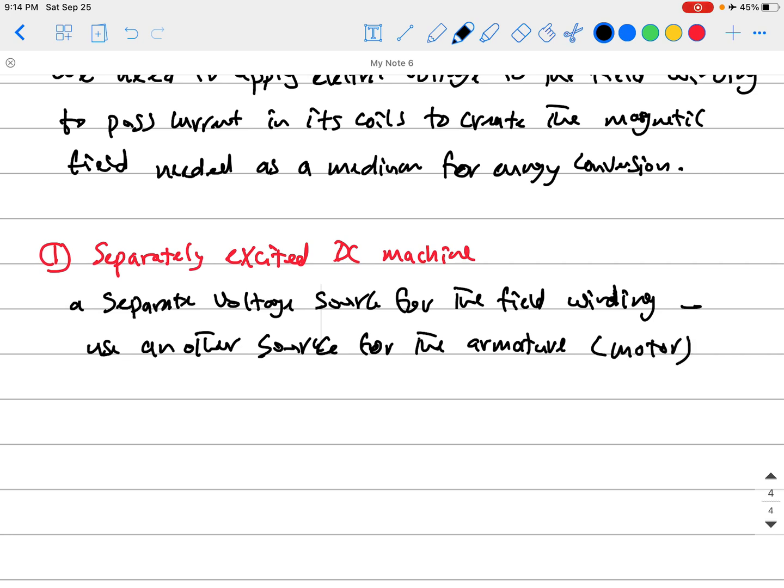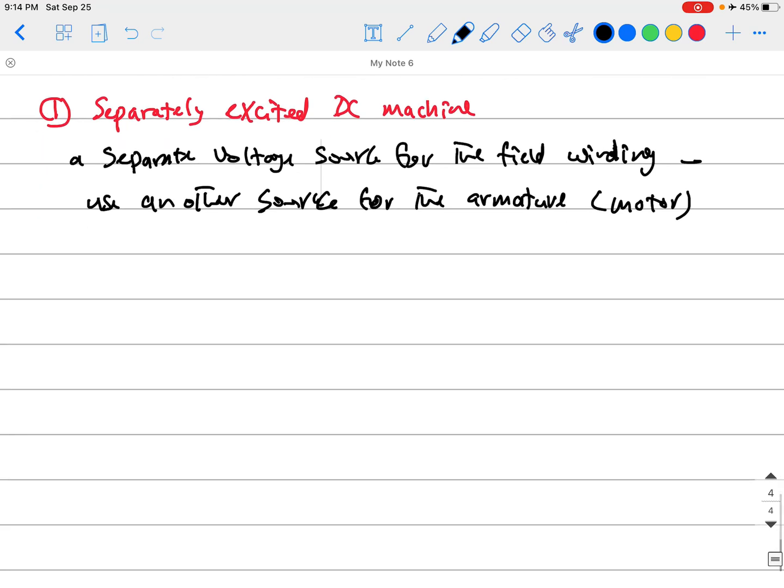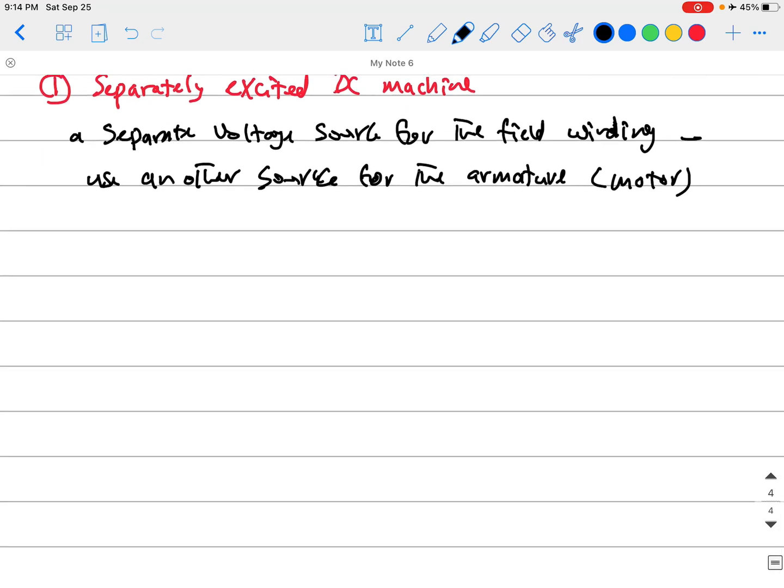Because we know if we have to operate the machine as a motor, we have to apply voltage to the armature, because your input is electrical energy. But if you are dealing with a separately excited machine, that means you need a separate voltage source for the field winding. So if it is a motor, you need two different DC sources. How to model this?